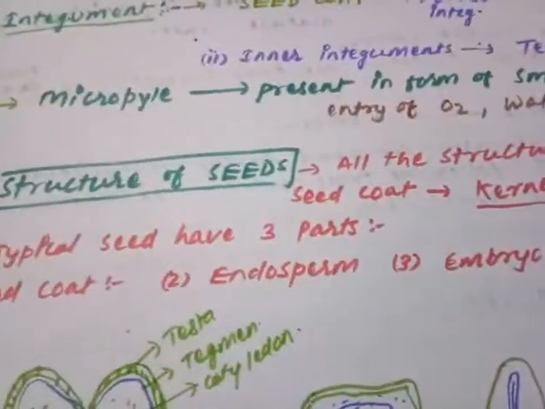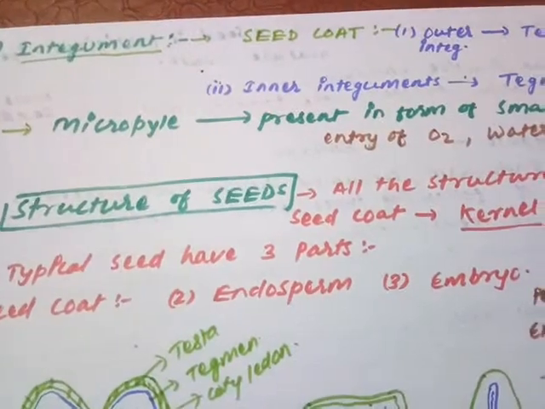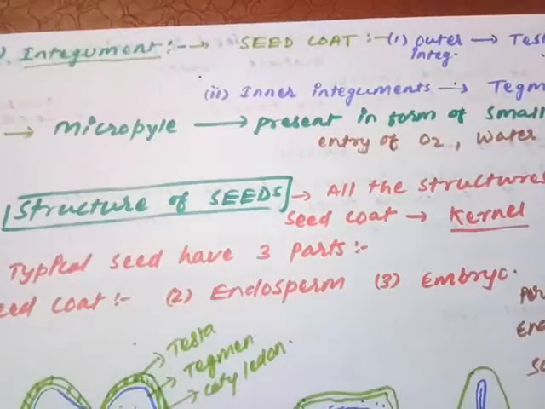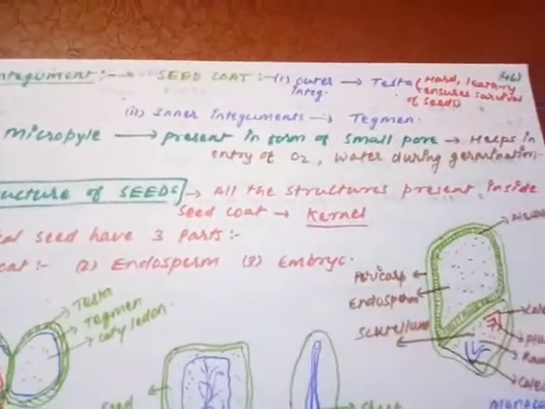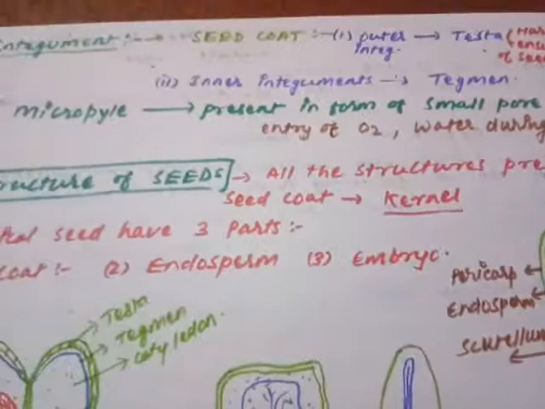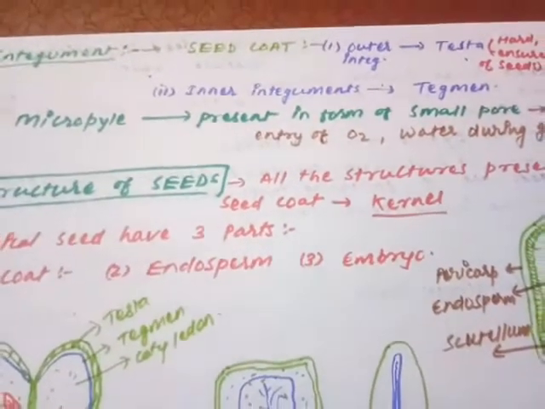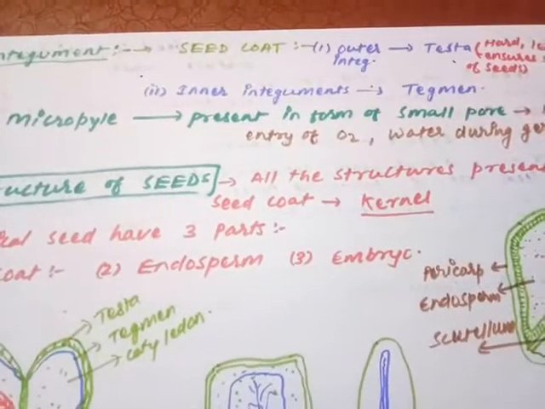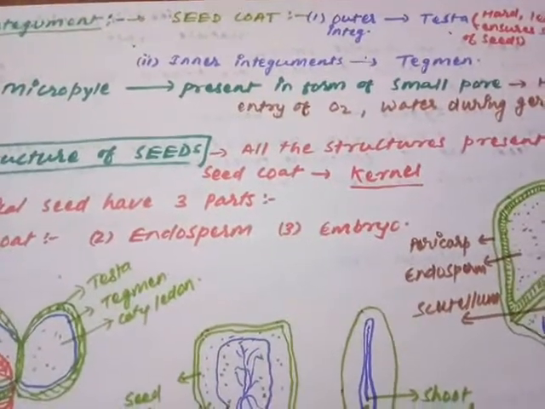Now moving on to the next change: the micropyle. In the ovule, the next structure is the micropyle. The micropyle is always present in the form of a small pore in the seed. You can always find at the bottom of the seed a shallow depression. That shallow depression is actually the representation of the micropyle.